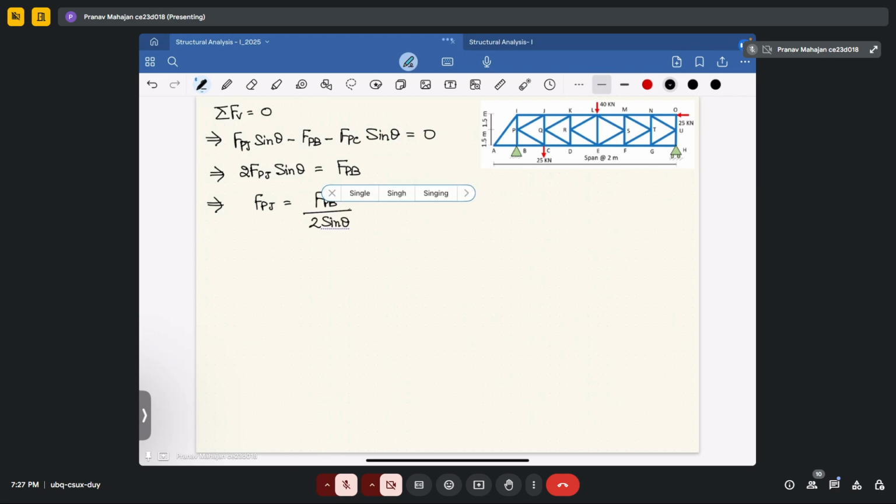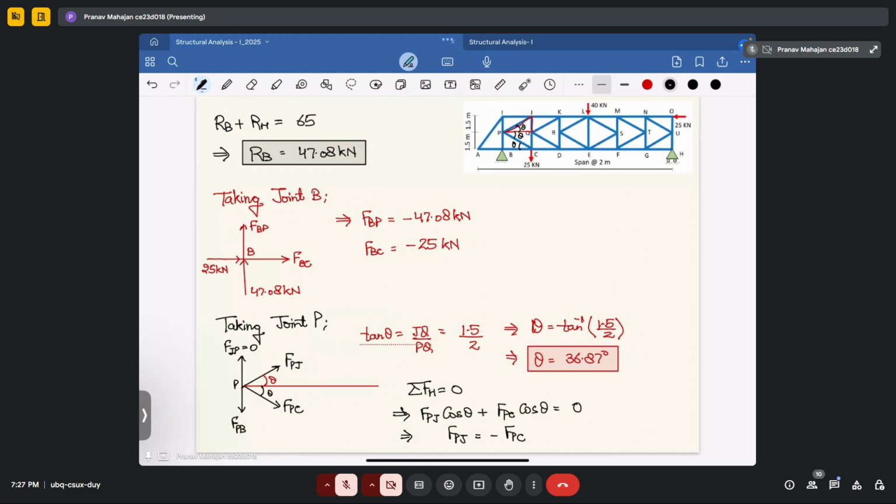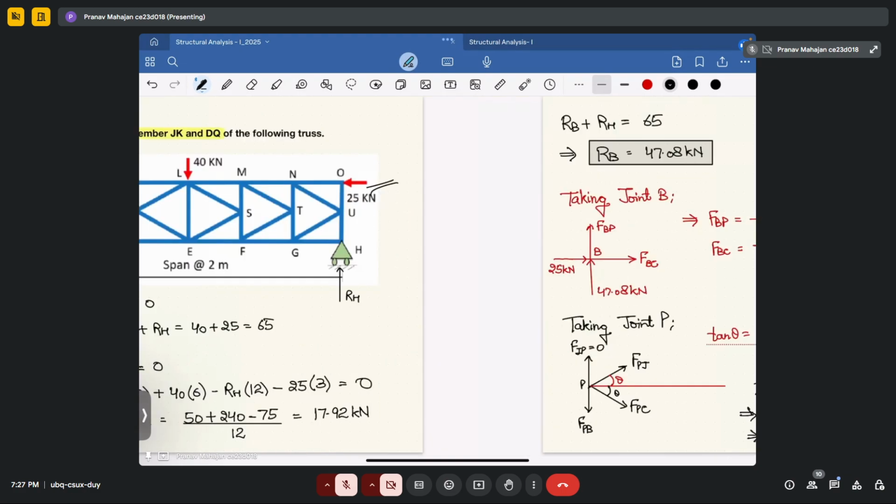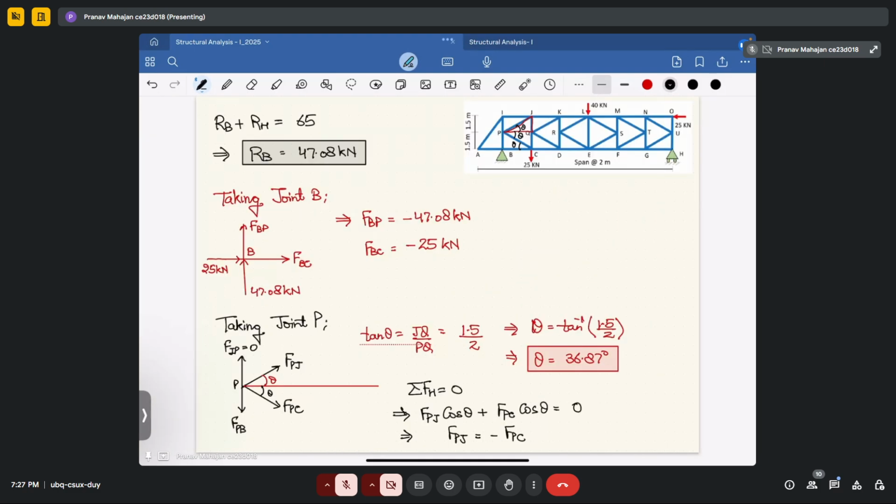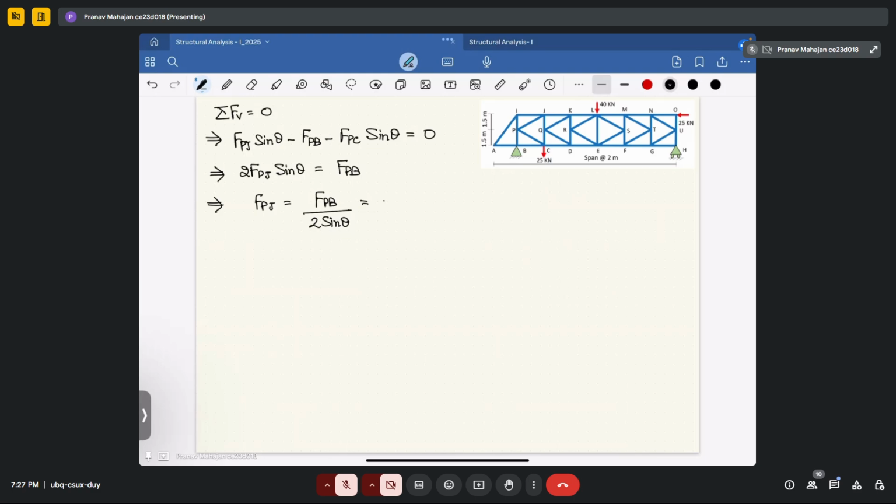Okay. Now substitute the value of FPB. You have FPB already calculated. How did you get the value of FPB? You got the value of FPB equal to 47.08 in negative. So minus 47.08 divided by twice of sine theta. You will get the value of FPJ equal to minus 39.233 kilonewton. Okay. This implies FPC will become negative of this. This will give you 39.233 kilonewton. Now, next joint we have to see is joint J.